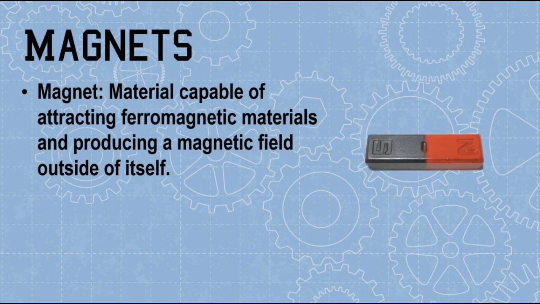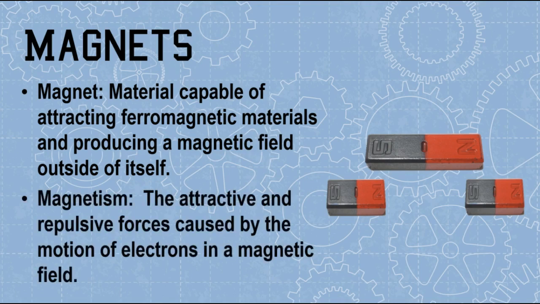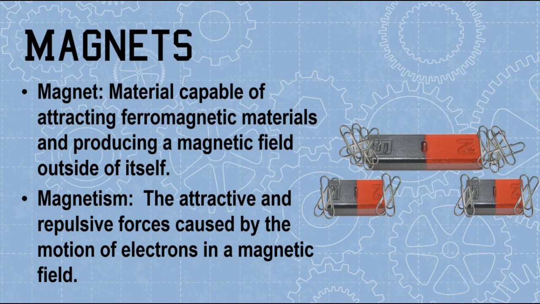Magnets have both north and south poles, and their magnetic fields exist between these north and south poles. If you break a magnet in half, you'll still have two magnets, each with its own north and south pole. Magnetism is the attractive or repulsive force caused by the motion of electrons in a magnetic field. These forces are why you've observed opposite poles attracting and like poles repelling.